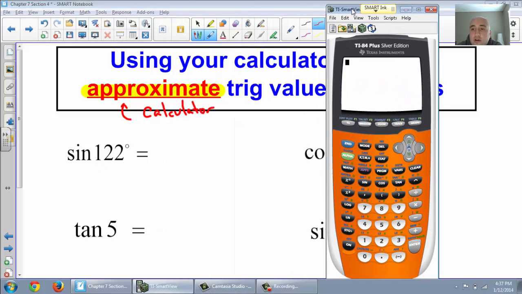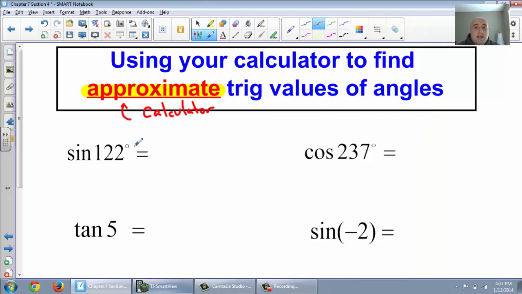So I'm going to go to my calculator. Now, if you hit the button right next to the blue one, it says mode. And if you notice, there's radians and there's degrees. You want to make sure you're on degrees because my problem is in degrees. So it says sine of 122 degrees. My answer is 0.848. So always go out to at least two decimal places. So 0.85 would be my answer for this one.